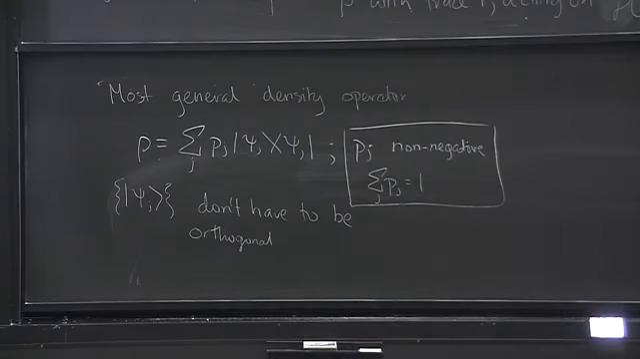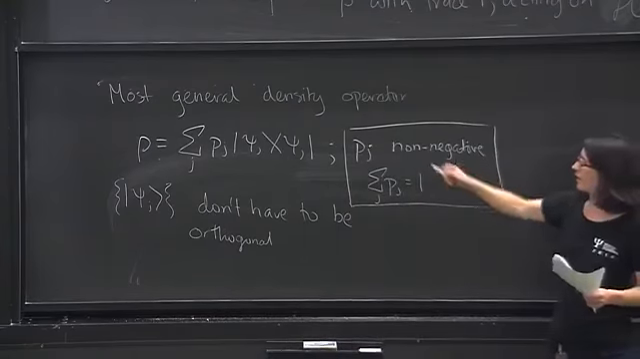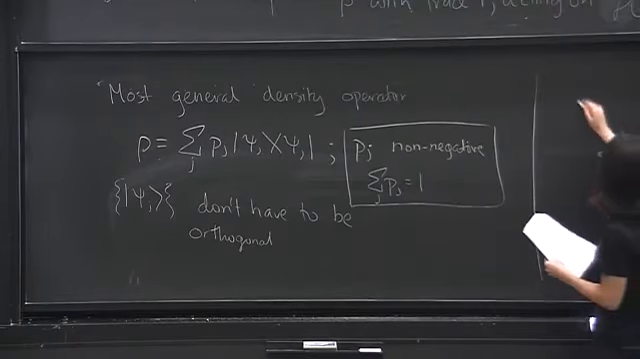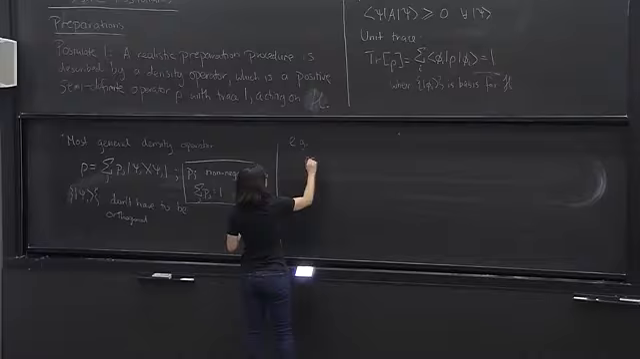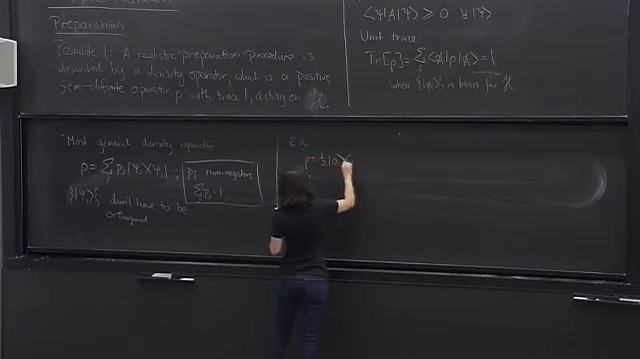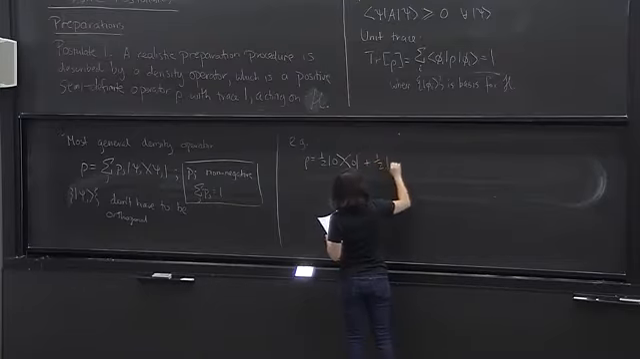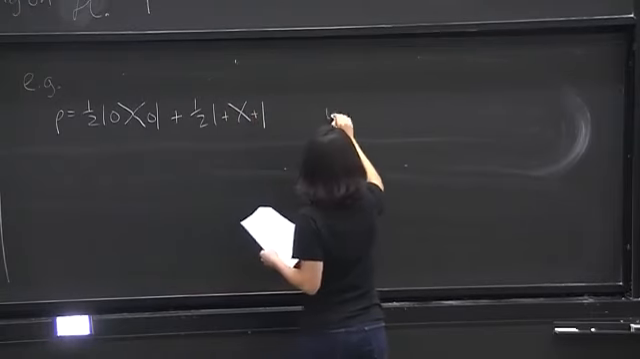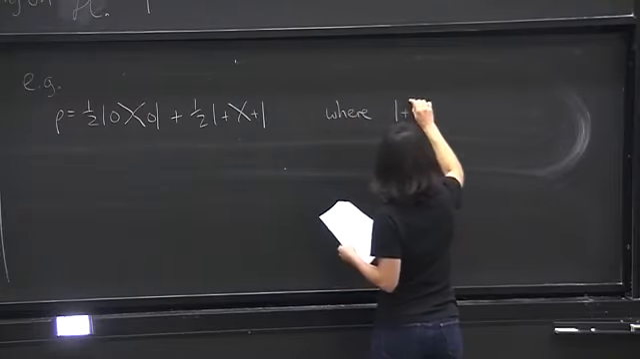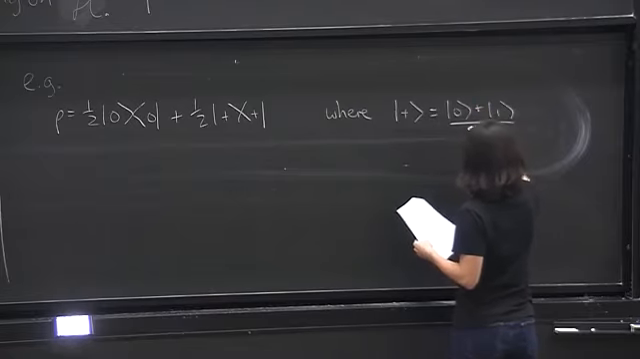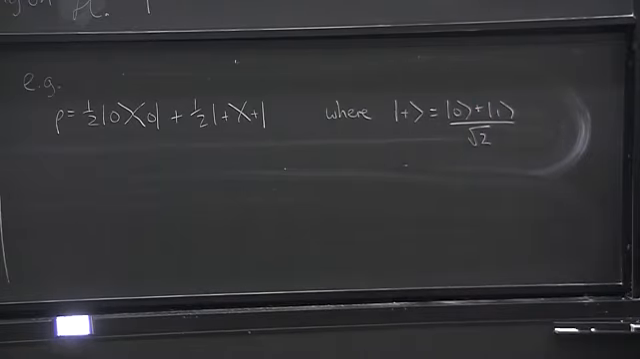So what's an example of that decomposition for states that aren't orthogonal? Well, for example, if I have my two-level system, I could write something like half the outer product of 0, 0 plus a half plus, plus, where I'm defining the plus state the same way that I have on the Bloch sphere there.